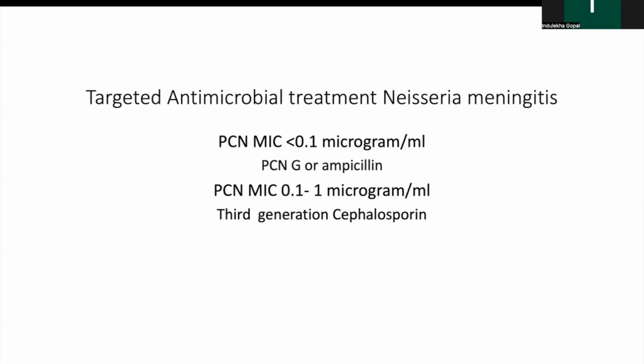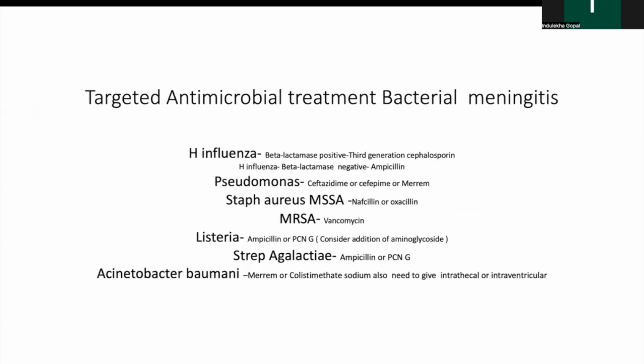For Neisseria meningitis, if penicillin MIC is less than 0.1, penicillin G or ampicillin. If penicillin MIC is 0.1 to 1, then third generation cephalosporin. In clinical scenario, we usually use third generation cephalosporin. For H. influenza, if it is beta-lactamase positive, third generation cephalosporin. If the H. influenza is beta-lactamase negative, you can use ampicillin. For Pseudomonas, ceftazidime or cefepime or meropenem. For MSSA, nafcillin or oxacillin.